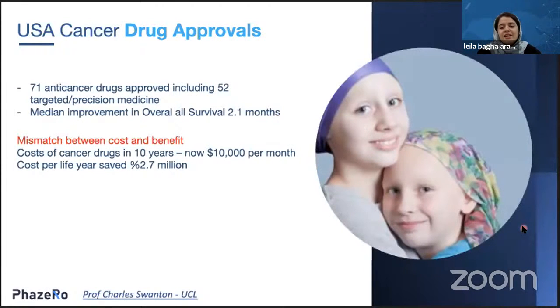The problem in clinical treatment of cancer is that the drugs are extremely costly and the benefits of the treatment are relatively limited. Over the last 12 years, this is the result we found looking at cancer drug approvals by the FDA. The median overall survival benefit was almost 2.1 months, and the cost of therapy is 10,000 a month, translating to almost millions of dollars per life year saved.